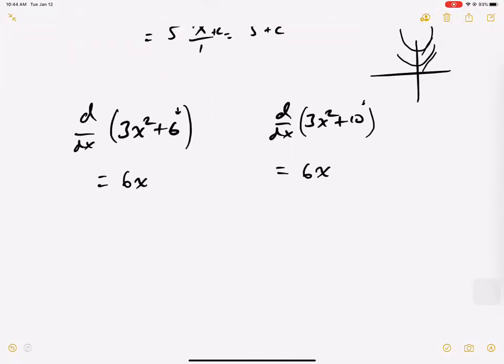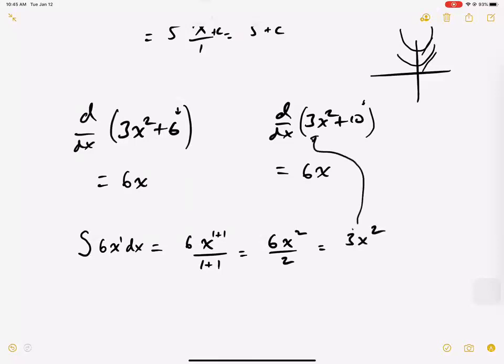So if you walk into the room and I say, hey, here's the slope. The slope is 6x. Tell me what the original equation was. Well, let's follow our rules. This will be 6x, put an invisible 1 in there, 1 plus 1 over 1 plus 1. And this will give me 6x squared over 2, which is equal to 3x squared. Well, we got the 3x squared part, but do you see how we're still missing the constant value? That's why we have to write a plus c at the end.